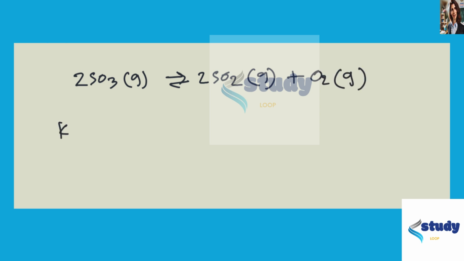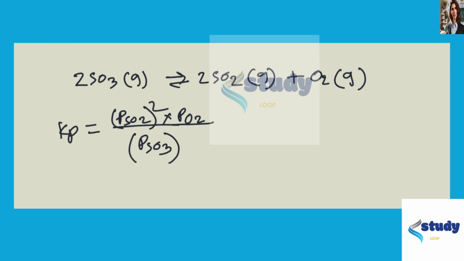If we write down the equilibrium constant in terms of pressure, the expression will have the product partial pressures on top, so it will be PSO2, and since we have 2 of the sulfur dioxide, it will be squared, times PO2, and in the denominator we will have PSO3. Since we have 2SO3, it will again be squared.